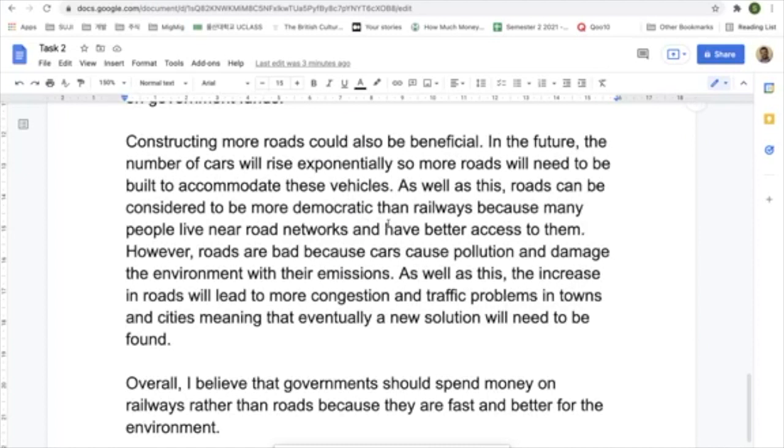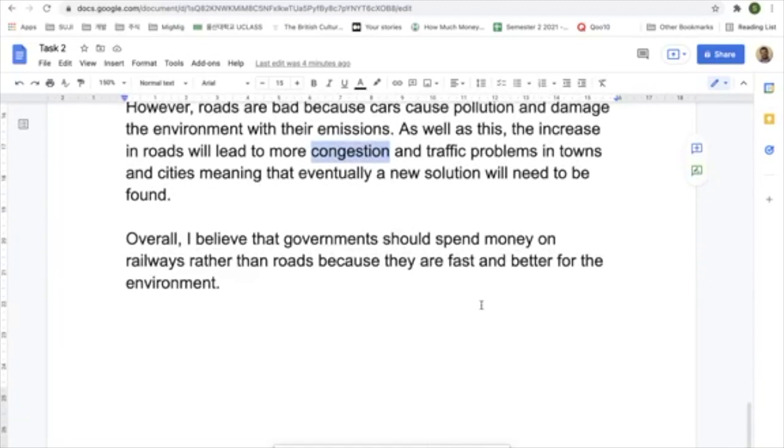And then roads, I said there's going to be more cars in the future, so we need more roads. And I also said that it's more democratic. Most people live near roads compared to railways, so therefore it's better to build more roads. It's more fair, and more people have access. On the other hand, they're bad because they pollute and they create congestion and traffic jams. So I'm trying to balance both sides, and then in our conclusion, we give our opinion.